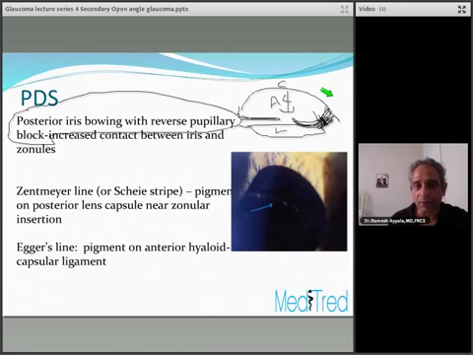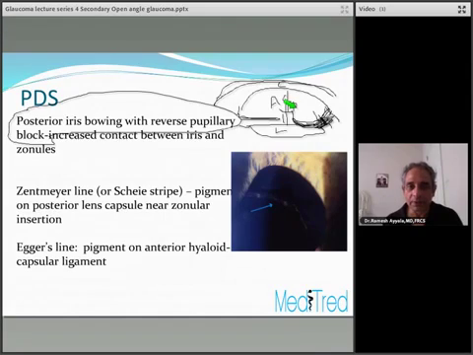They have ultrasound proof, I think, that every time the patient blinks, the blinking motion would cause the aqueous to be pushed down and the posterior chamber pressure to increase, causing the aqueous to escape out through this reverse pupillary block mechanism into the anterior chamber. In any case, these patients have this posterior iris bowing, rubbing against the zonules.